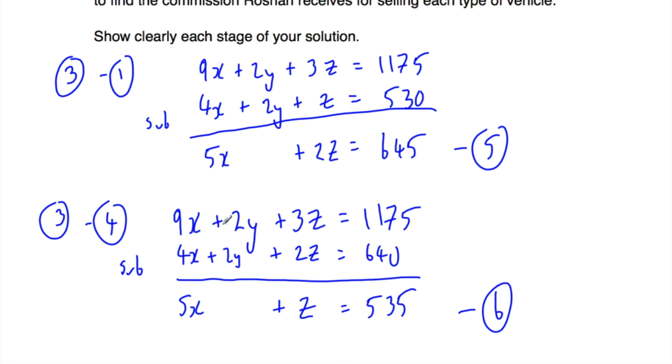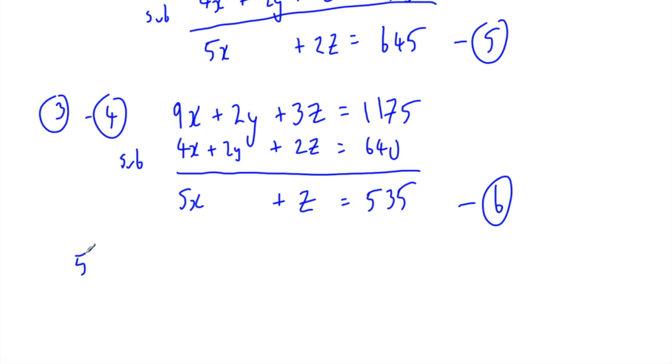And equation 5 and equation 6 both have 5x's. So if we take them away, we'll find out what z is. So let's do that. So let's do equation 5 subtract equation 6. So equation 5 is 5x plus 2z, and that's equal to 640.